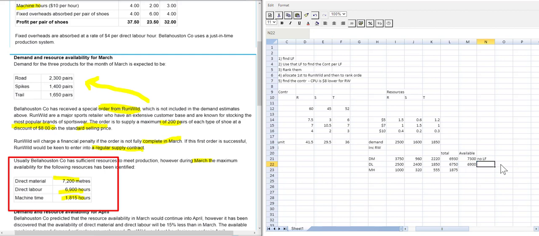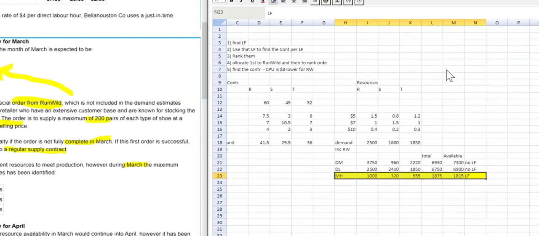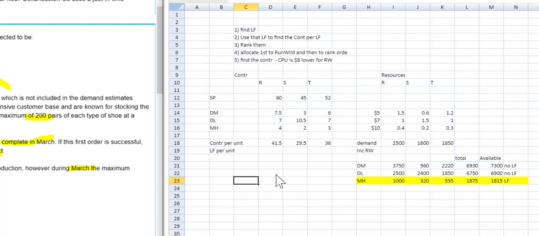6900, again, no limiting factor. So it's going to have to be 1815, i.e. the machine hours, so that is the limiting factor. Highlight that so the examiner knows that you know that's the limiting factor. So we can highlight it. Now we found the limiting factor, we now know which one we're going to be using.